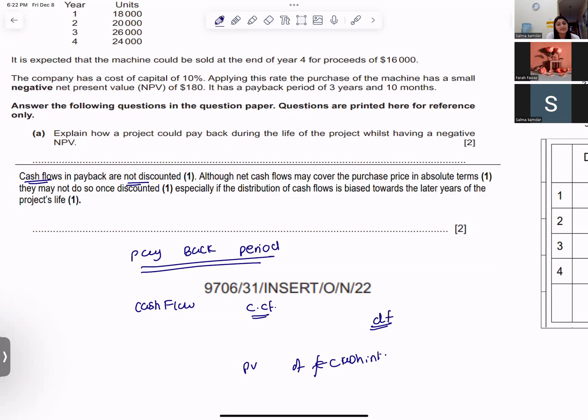Yes, because the cash flow is not discounted, whatever money I am getting, I am just taking that amount of inflow that I'm getting and I would say that it is going to pay me back. But the NPV method uses the present value of future cash inflow. That means it is discounting the future cash inflow. So if a project has a negative NPV, that means the cost is not going to get covered. So my question is telling me, explain how a project could pay back during the life when I already know that it has a negative NPV. So what will you answer?